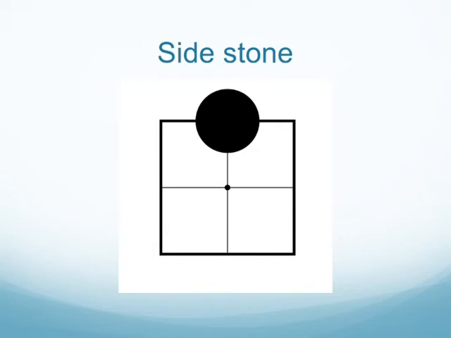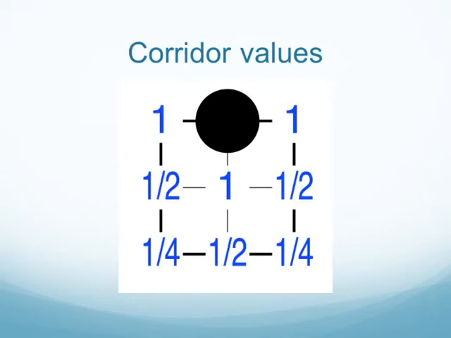Next, let's take a look at the side stone and see how it is evaluated using the same method that we used for corridors. Here are the corridor values that we figure for the side stone. 3 points worth 1, 3 worth 1.5, that's 4.5 points. Another half point for the 2 corners is 5 points, and 1 more point is 6 points.